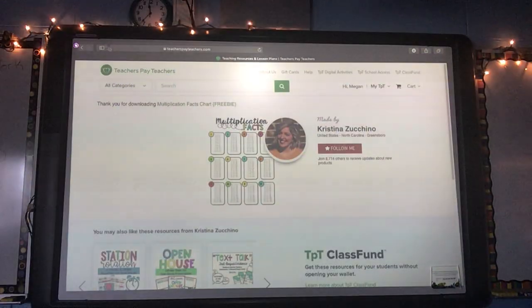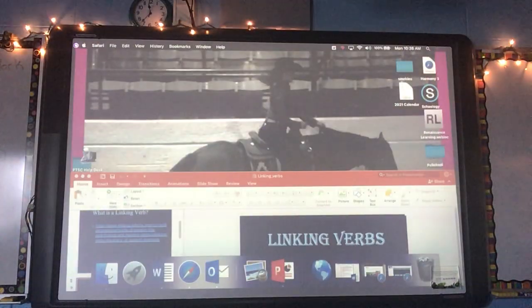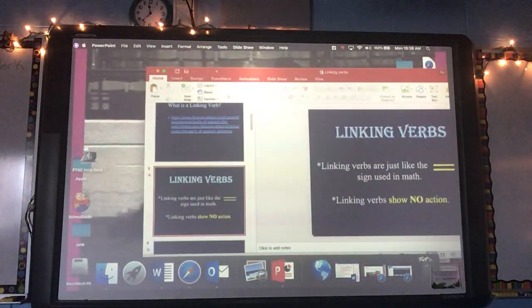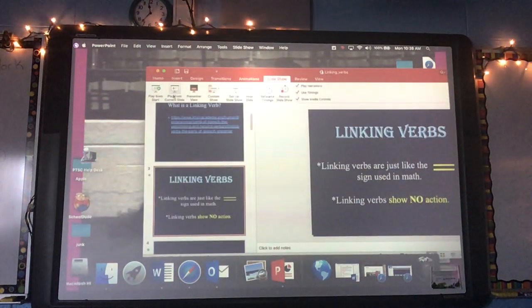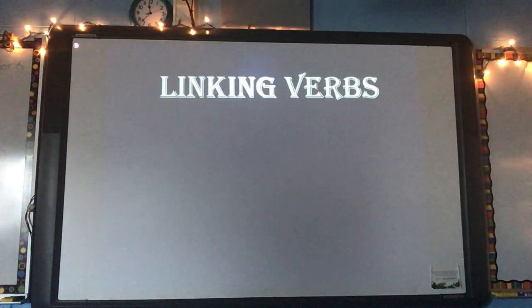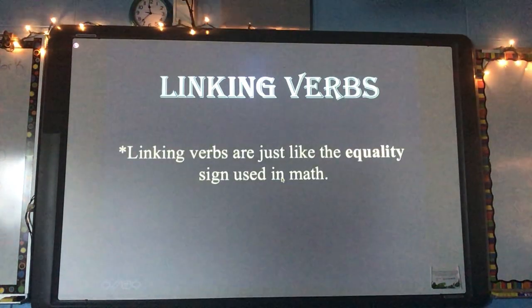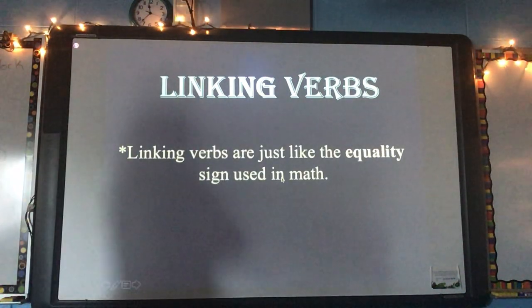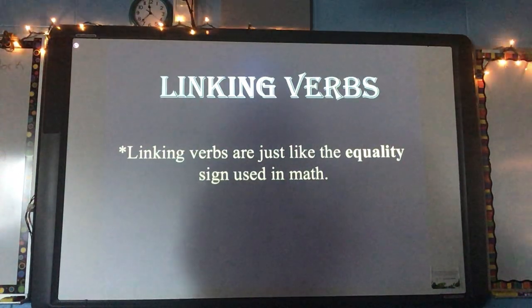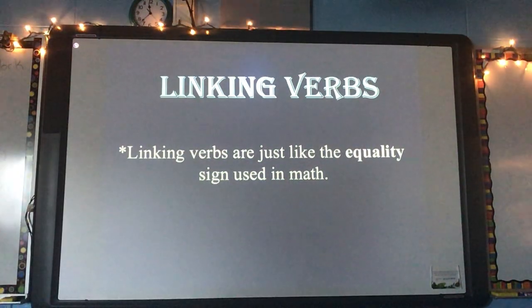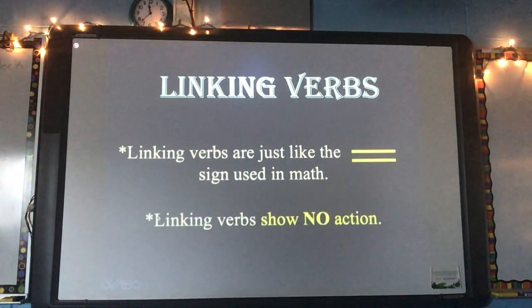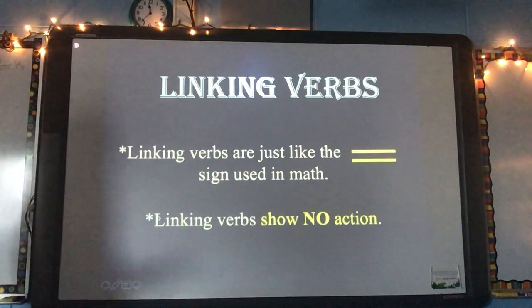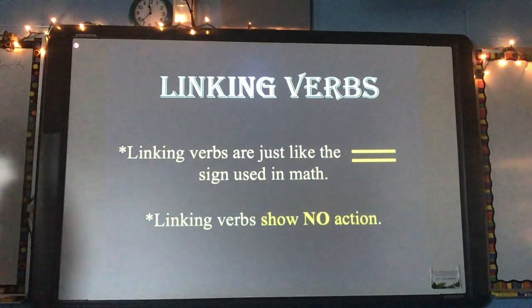All right, so let's go back to linking verbs. They are just like the equal sign in math, okay? That's how we can think about them. They don't actually have an action to them.